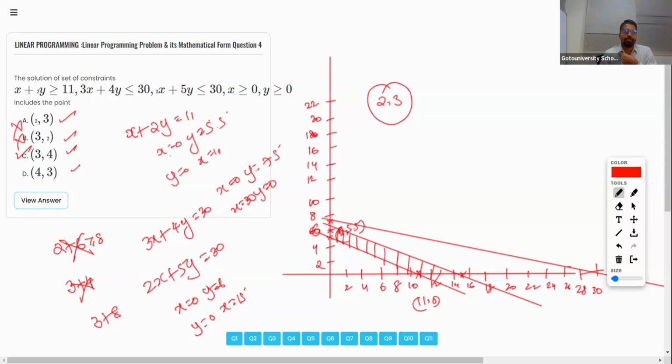But is it possible everywhere? 3 threes are 9, 9 plus 16 is 25. It is satisfying here. 3 twos are 6 plus 5 fours are 20. Satisfied. So all of them are satisfied. So the answer is option C. Option C must be the answer. We don't need the graph for this. We can just observe the values and check this. Okay, yes, the answer is clearly option C.